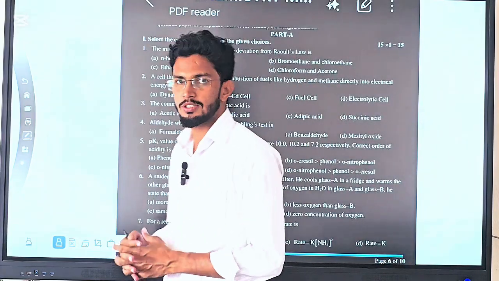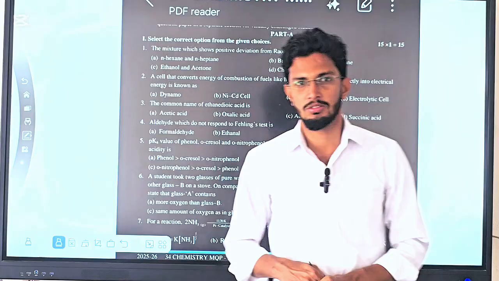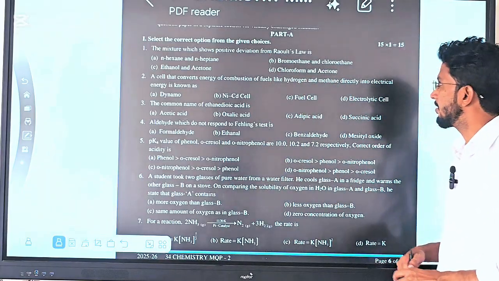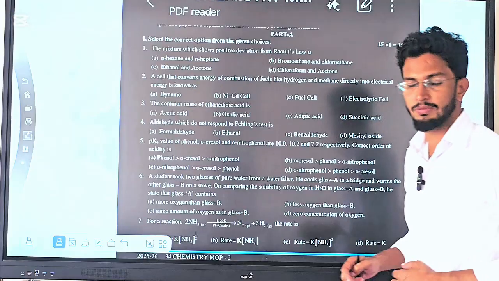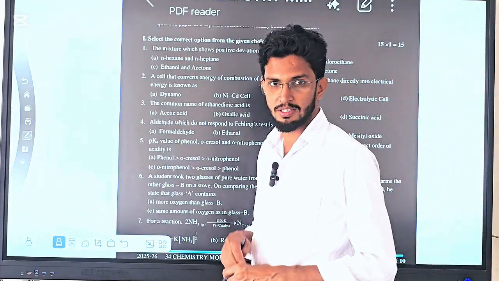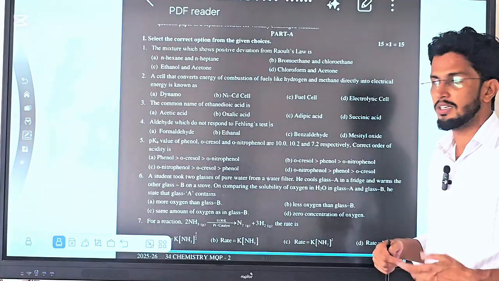Today I am going to discuss with you the chemistry questions of the model question paper of Karnataka board. These are very important questions for those students who are appearing this year, 2026, for the PUC second year examination.